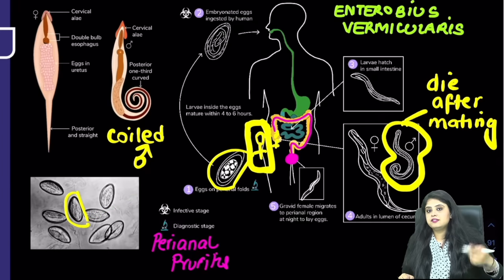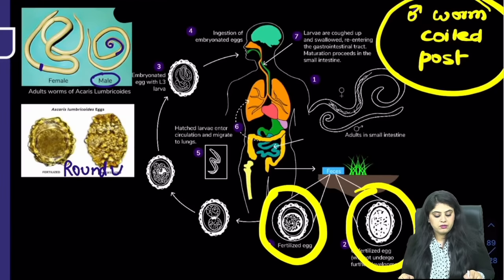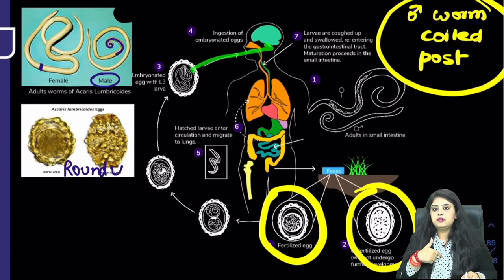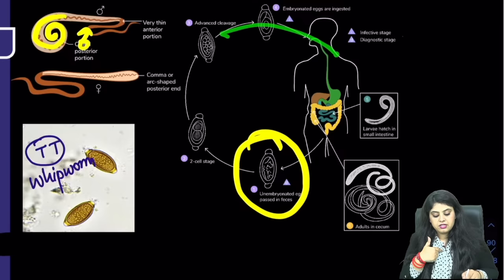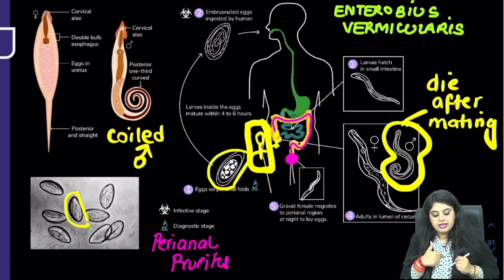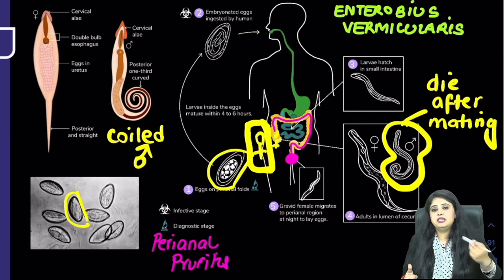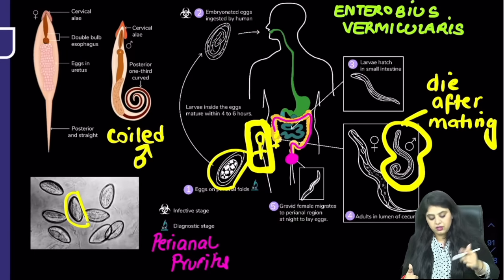Now, I don't know whether you realized it or not, in the roundworms we just saw, what was happening? Eggs were being eaten, okay? Whatever larva was being eaten. Next, Trichuris, eaten. Enterobius, eaten. Everything is eaten, ma'am. Which one is the skin one?